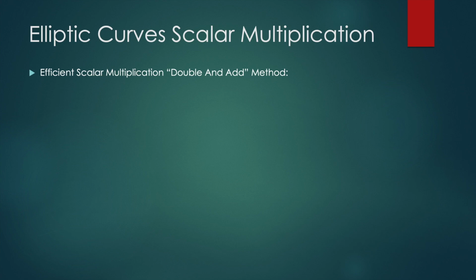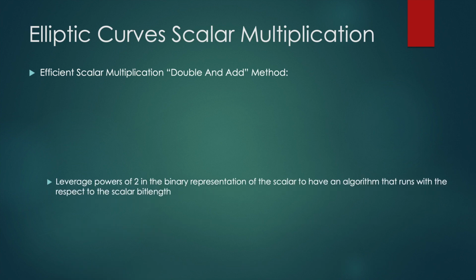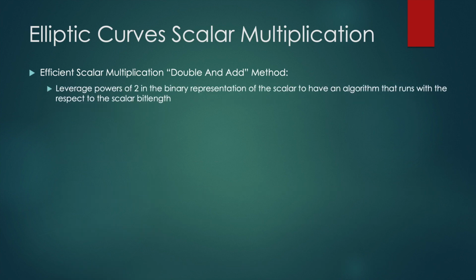Scalar multiplication of elliptic curve points can be done much more efficiently than a brute force addition of your generator point P, summed the scalar amount of times. So we leverage powers of 2 in the binary representation of the scalar multiplier. This is known as the double and add algorithm.